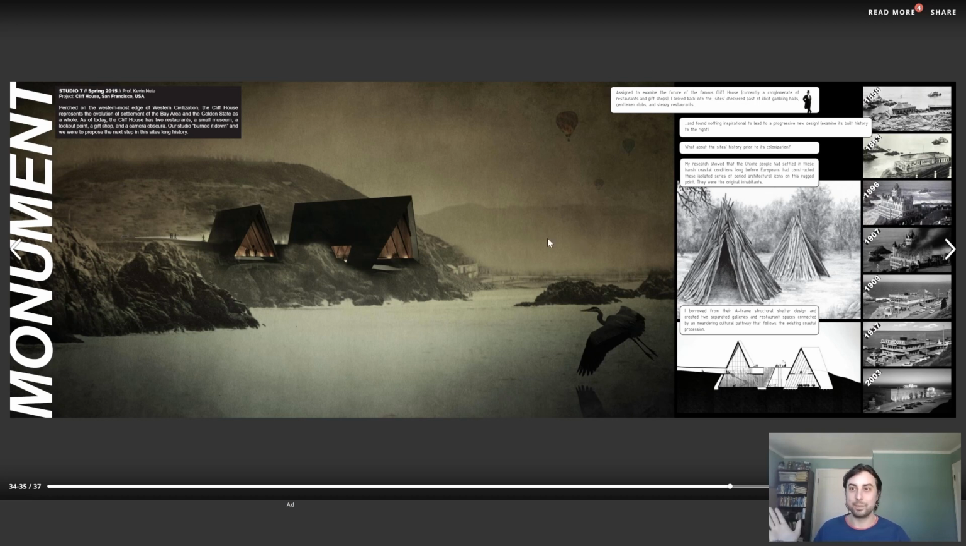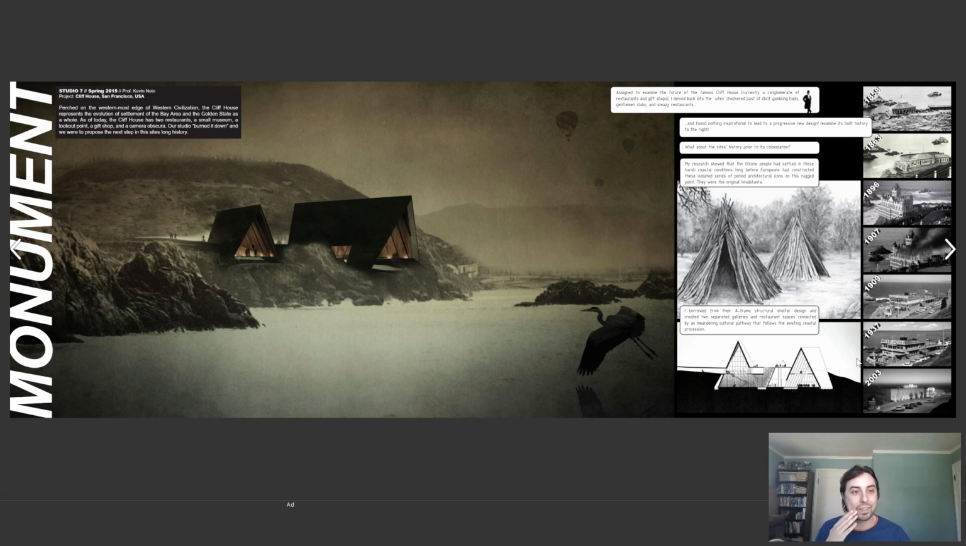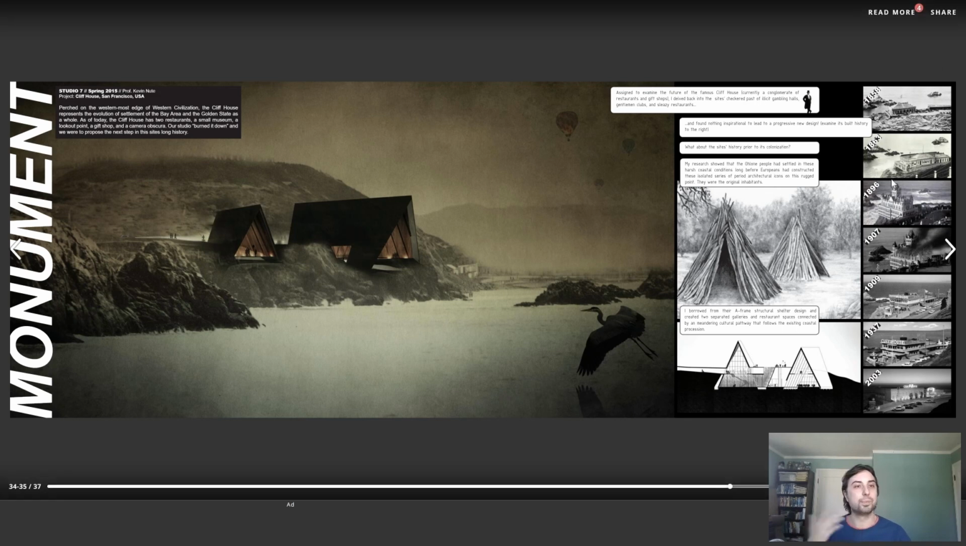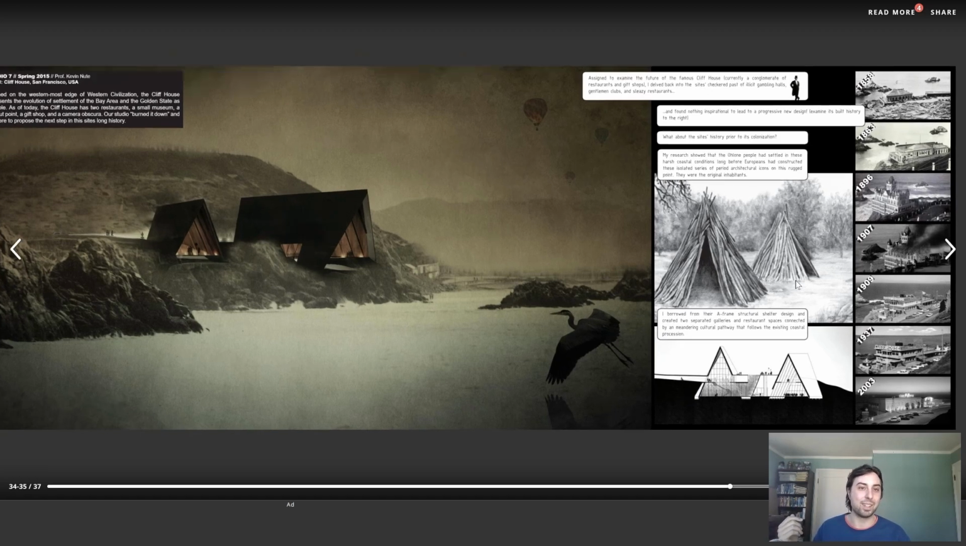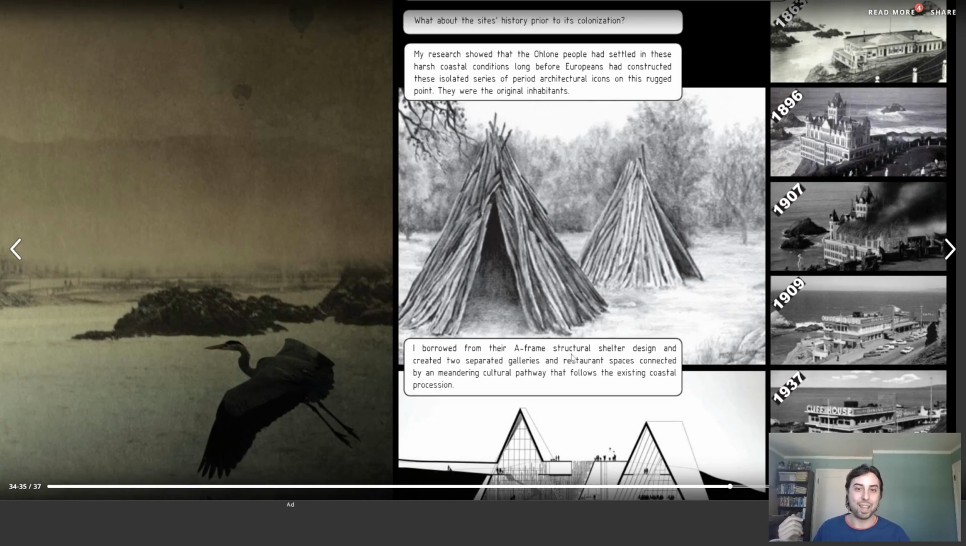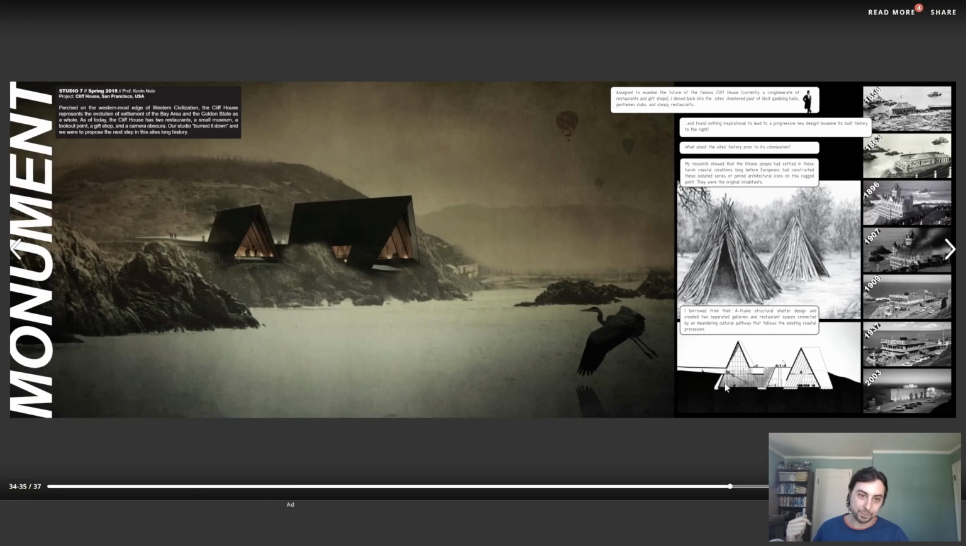I get that, but anyways, this is looking at Cliff House, a prominent monument on the coast of San Francisco that has a really interesting past. It's been built and rebuilt many times, from burning down, shipwrecks, whatever. And so we were asked, it burned down again, what do you put there? You can already see my inspiration right here. I borrowed from the A-frame structural shelter design and created two separate galleries and restaurant spaces connected by a meandering cultural pathway that follows the existing coastal procession.